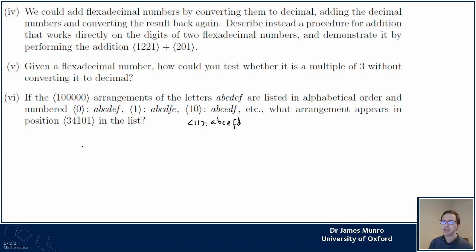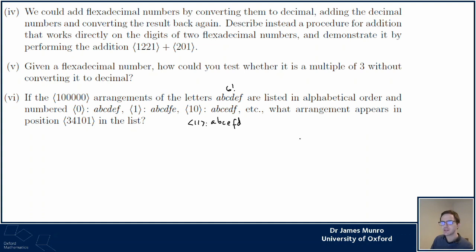Maybe we should be thinking about what's going on every so often. I've noticed there's a nice number of arrangements. Look, there are 6 factorial arrangements, which is this number, isn't it? 1, 2, 3, 4, 5, 6 factorial. Okay, so we've got 6 factorial arrangements.